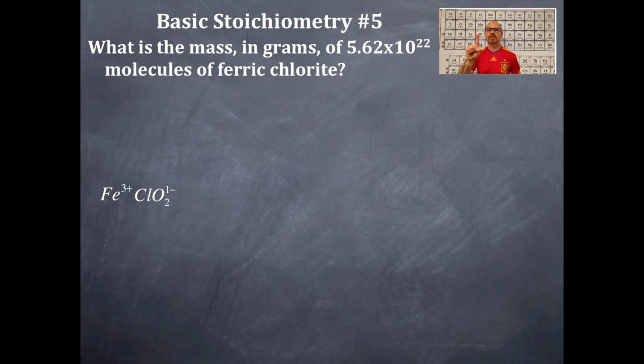I'm going to take the 3+ charge for the iron and the 1- charge for the chlorite, take the absolute value of those numbers, flip, bring it down, and write down your formula. You're going to need parentheses around this one.